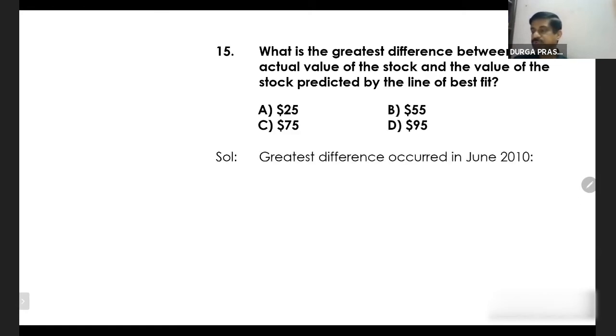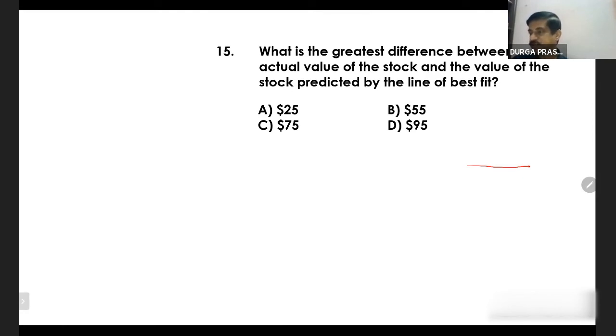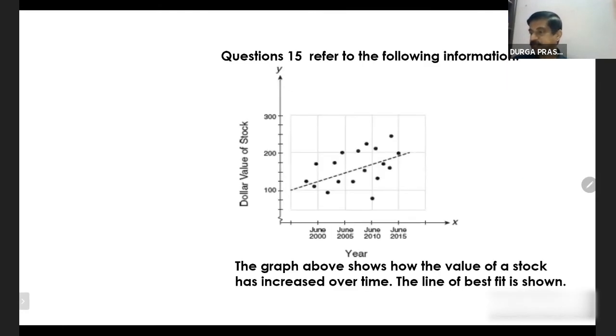So now look at this. The greatest difference occurred during June 2010. So now, how do you take the greatest difference? Predicted value and actual value, 170 minus 75. So you go to 2010. So 2010 is here.